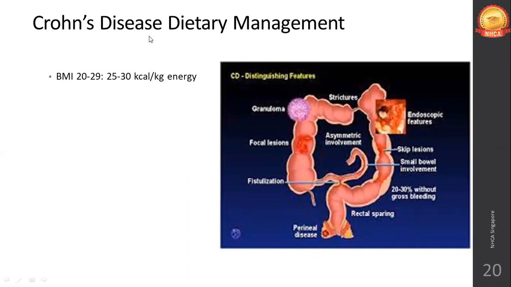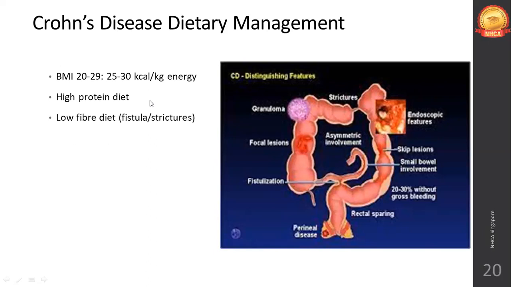So, dietary management. For those who come under the BMI of 20 to 29, 25 to 30 kilocalories per kg energy has to be maintained for people who suffer from Crohn's disease. A high protein diet should be started.